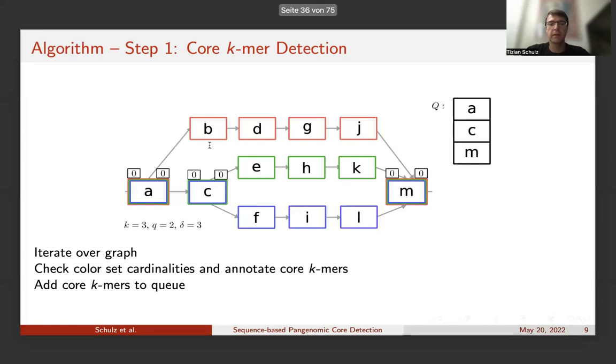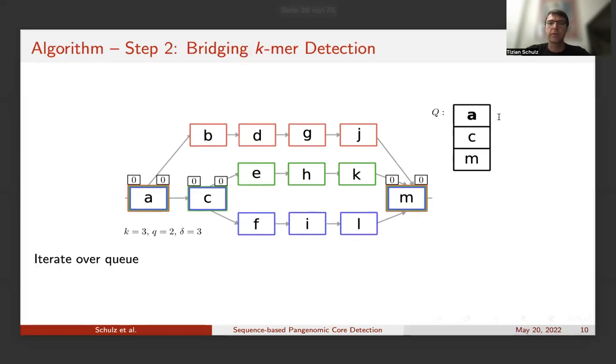In the end, after the initial traversal of the graph, we have found all core k-mers, which in this case are 3. And the core k-mers are annotated, and because they were annotated, they are also inside our queue now. Next, we want to annotate all the other vertices in the graph, which might be potential bridging k-mers.